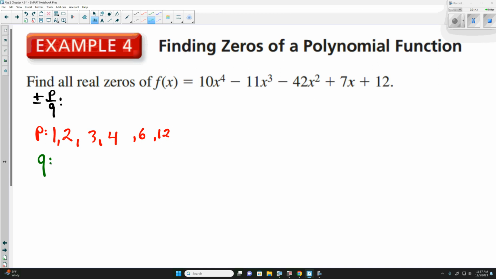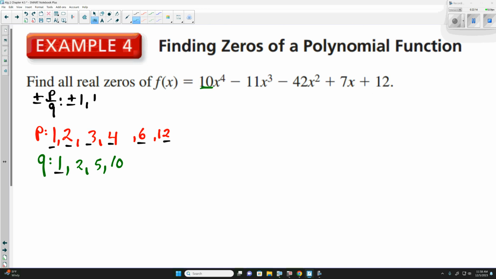Q, factors of the leading coefficient. We're looking at factors of 10. And that's it. Questions on how we found factors of p, factors of q, values of p and q? Now the first thing we're going to do is divide all of our values of p by 1.